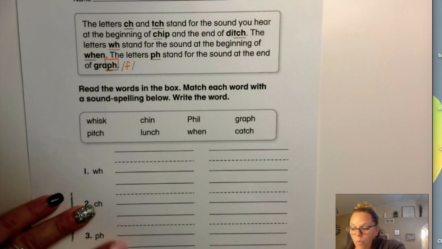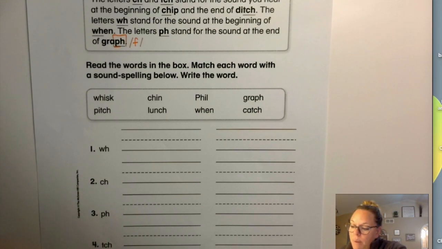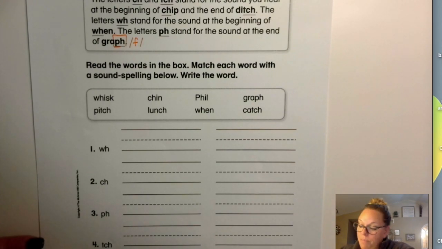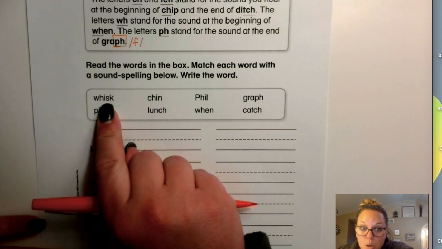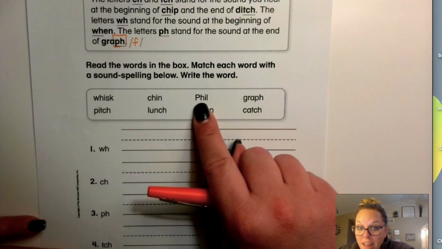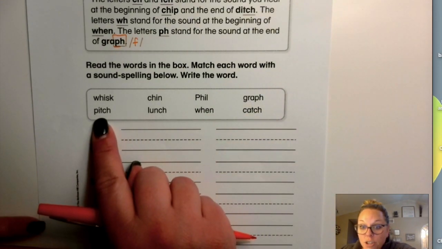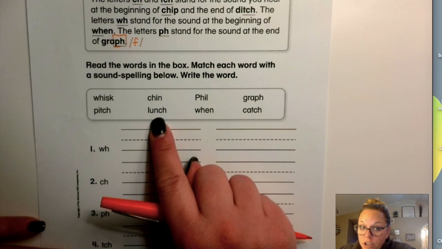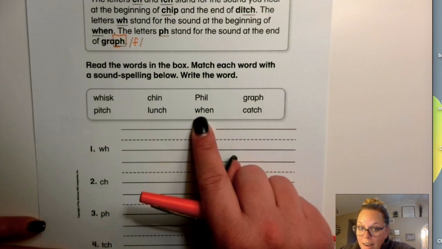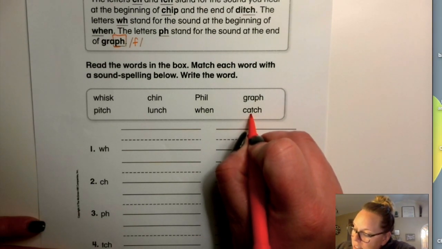So what we're going to do is read the words that are in the box, and we're going to match the word with a sound spelling below. And we're going to write the word. We're going to go through a little bit of this together, and then I'm going to ask that you do the rest of this on your own. Repeat the word after me, please. Whisk, chin, fill, graph, pitch, lunch, when, and catch.